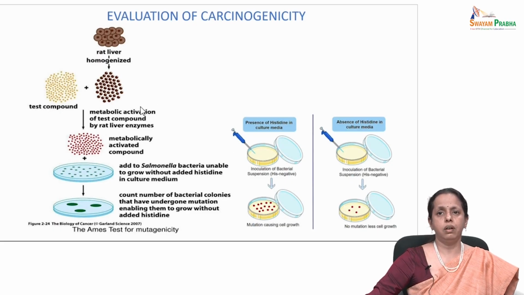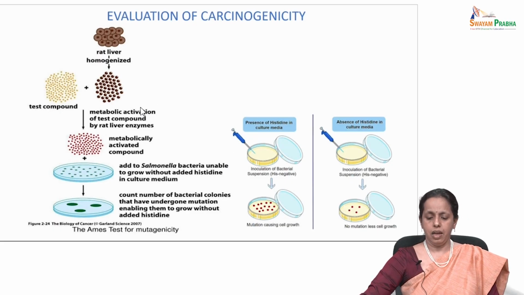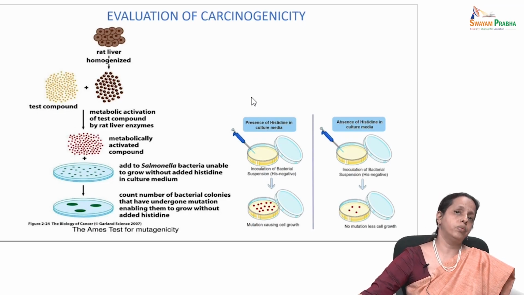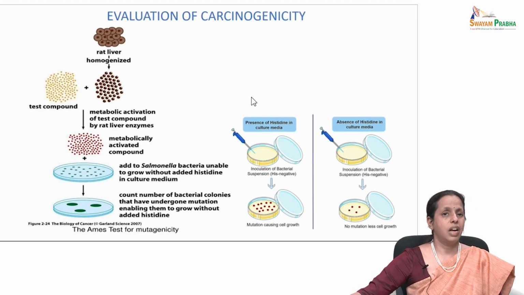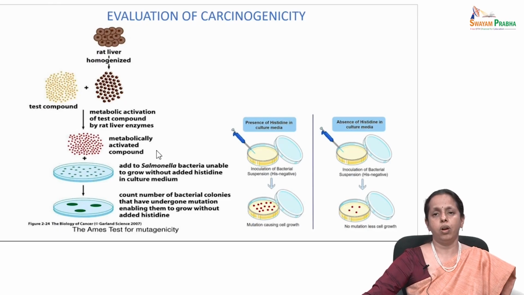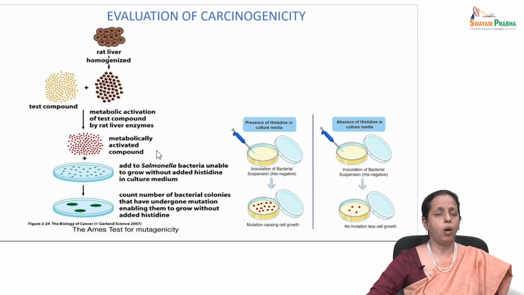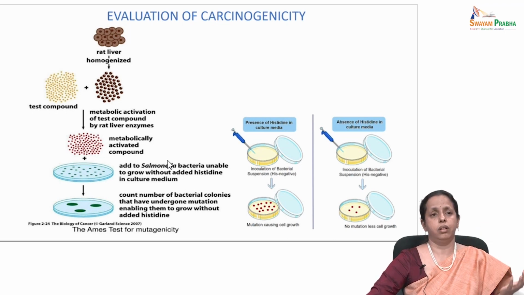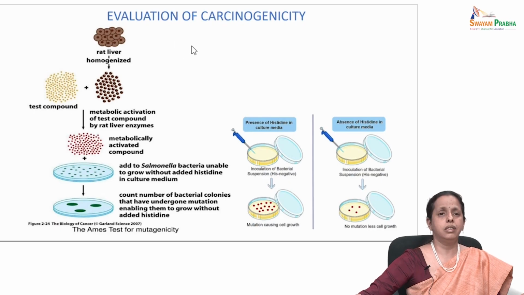So to detect this, basically a histidine requiring bacterial strain produces a histidine independent strain by virtue of the effect of your carcinogen on the DNA sequence. This is used in almost all toxicology labs, and almost all new pharmaceutical substances and chemicals that are going to be used for clinical studies or clinical trials have to be tested by this particular assay.